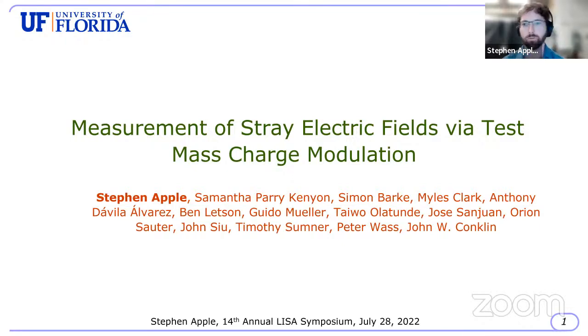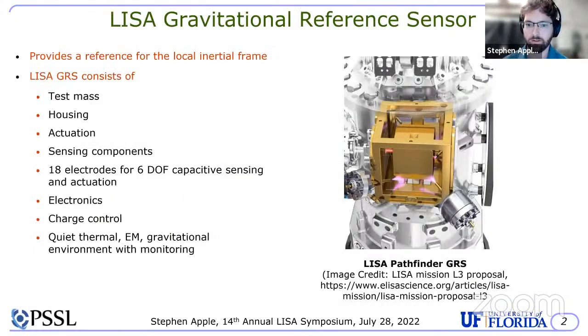Today I'll just be talking about some of the work we've done at the University of Florida about demonstrating the measurement of stray electric fields via test mass charge modulation. So I think all of us are probably pretty familiar with the GRS at this point, but just as a quick overview, the LISA Gravitational Reference Sensor, GRS, provides a reference for the local inertial frame. You can see a picture of the Pathfinder GRS on the right here, and it consists of its free-floating test mass, its housing, and its actuation and sensing components, along with its associated electronics.